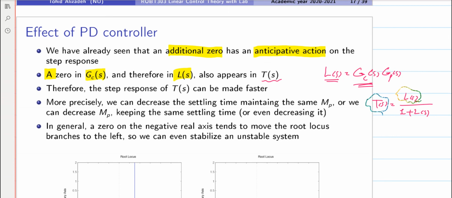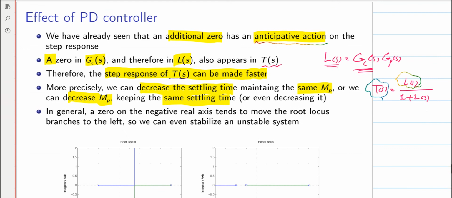And as a result, for our closed loop system, we will have the anticipative behavior, and the step response of the closed loop system could also be made faster. In other words, we can decrease the settling time. Decreasing the settling time means that we are indeed making the response faster, while we maintain the same MP, or we can decrease the MP while keeping the same settling time, or even decreasing the settling time.